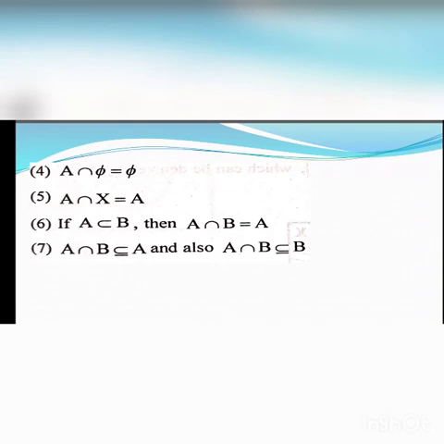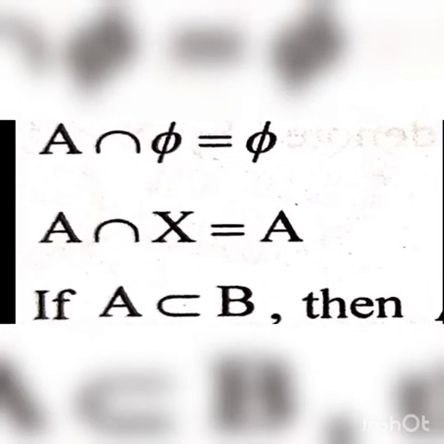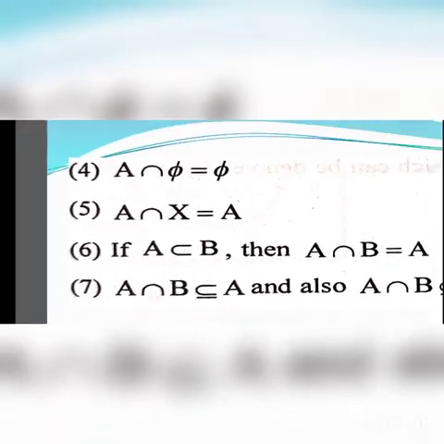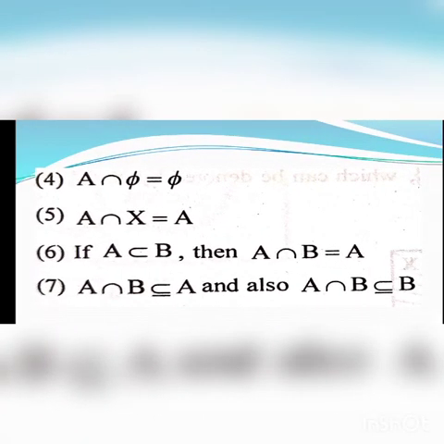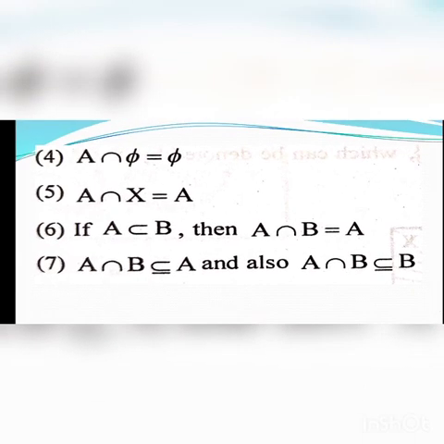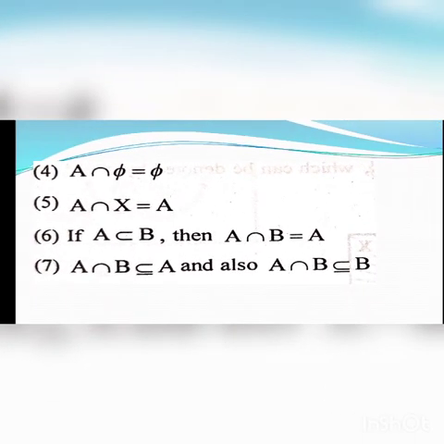Next, A intersection universal set X, therefore this answer will be the set A. Next, if A is contained in B, then A intersection B will be A. You can see here A is contained in B, therefore the common elements between A and B will be the set A. So the last property is A intersection B is a subset of A, and also A intersection B is a subset of B.